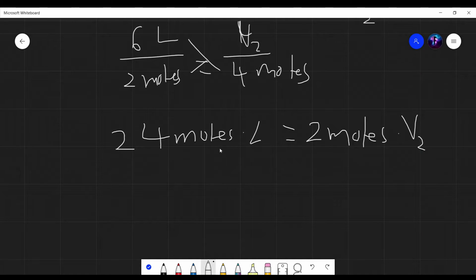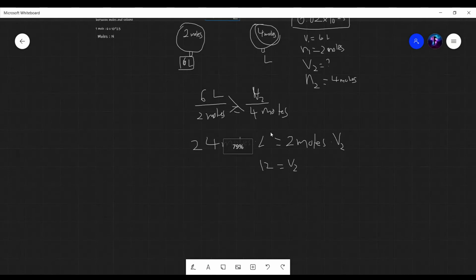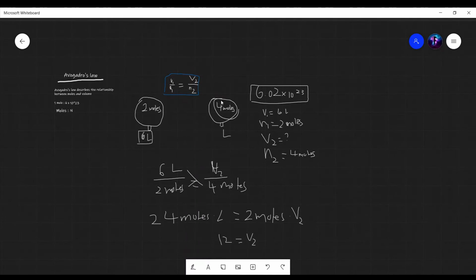And to do this, you're going to divide 24 by 2, which is 12. So you're going to come to the conclusion V2 equals 12. Or if you want to write it like this, 12 equals V2. And since V1 is in liters, V2 also has to be in liters, so 12 liters.